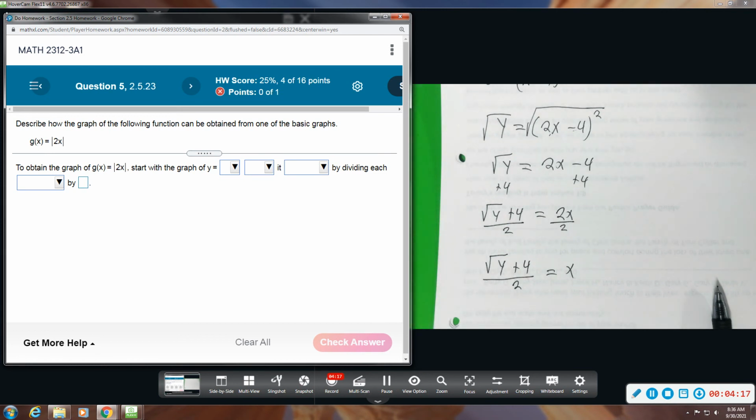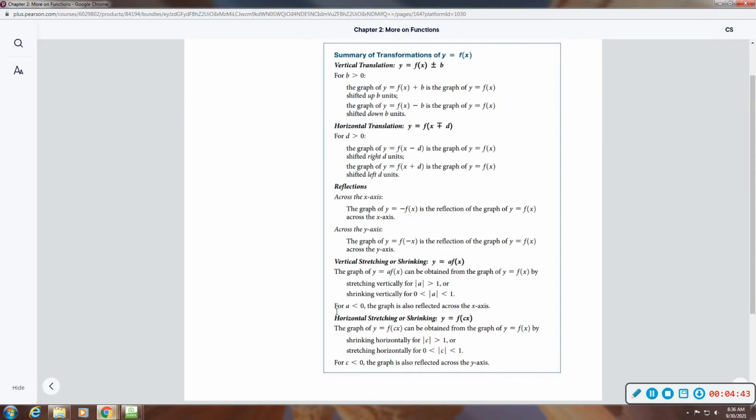So here we have absolute value of 2x. That 2 is in the grouping symbol with x. So we're going to start with the graph, absolute value of x. That's what we see, basic function. We're going to stretch or shrink it. So let's talk about that. It actually does the opposite. So the bigger the number is going to shrink it. Okay, but let me show you that again in the definition. So when we have in grouping symbols with x, that's this one, horizontal stretching or shrinking.